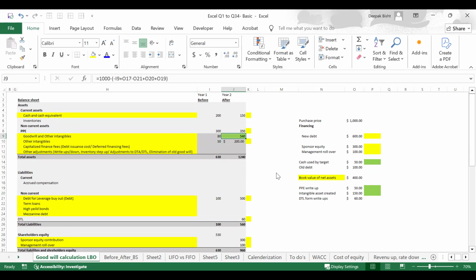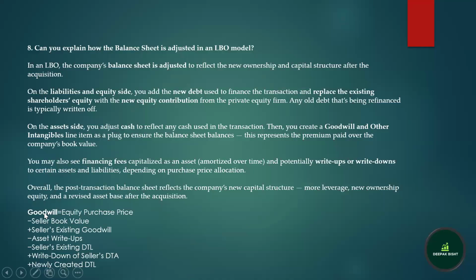How do we calculate goodwill? Let me just show you one more time. I'm sharing my presentation with you guys one more time. So if you remember the goodwill calculation which we discussed previously, the goodwill was calculated using the equity purchase price. Then we subtract the seller's book value. Then we add back the seller's existing goodwill. Then we subtract the asset write-up. Then we subtract the seller's existing DTL. Then we add back the write-down of seller's DTA, and we add the newly created DTL.